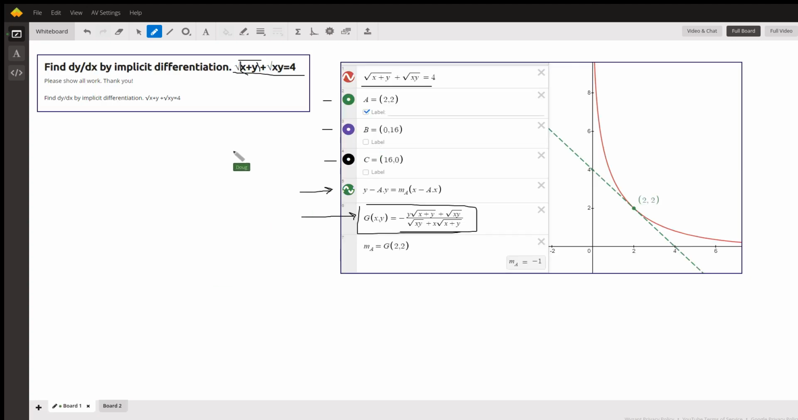I will make the observation that if you do g of (0, 16) and g of (16, 0), you'll find that you've got a horizontal tangent line here, slope is 0, and here at (0, 16) you've got a vertical tangent line. In other words, the derivative is undefined when x is 0 and y is 16.